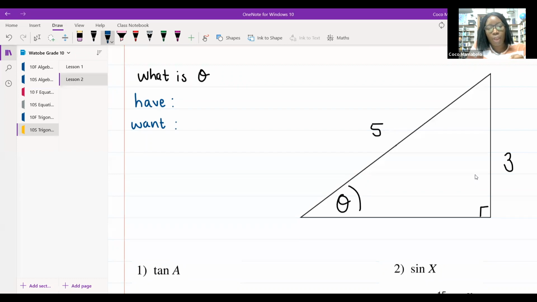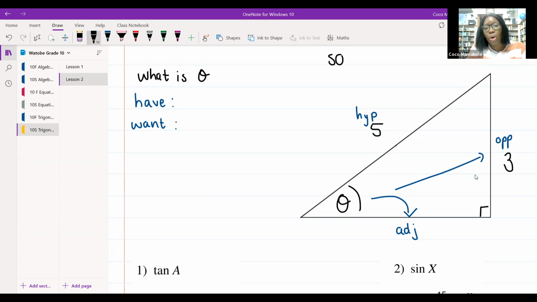Now think about this, guys. If I have theta over here, this side is my adjacent side. This side over here is my opposite side. And this side over here is my hypotenuse. If I go back to SOH CAH TOA, right?